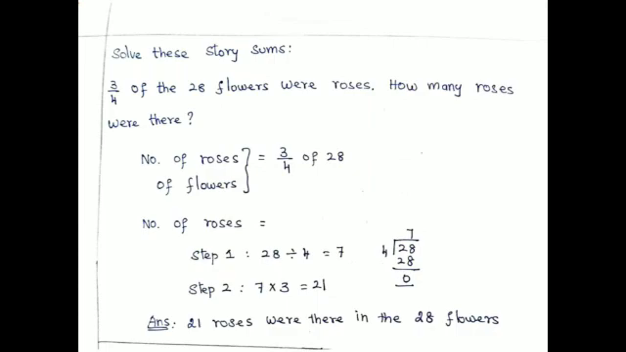Number of roses is equal to, step 1, divide the 28 by the denominator 4. So we will get the quotient 7. Step 2, multiply the quotient with the numerator 3, which is equal to 21. So 21 roses were there in the 28 flowers.